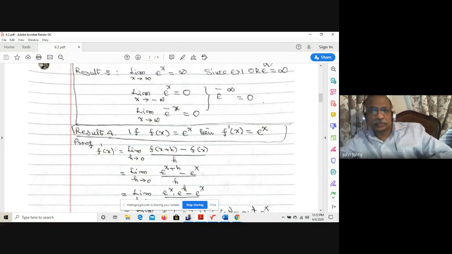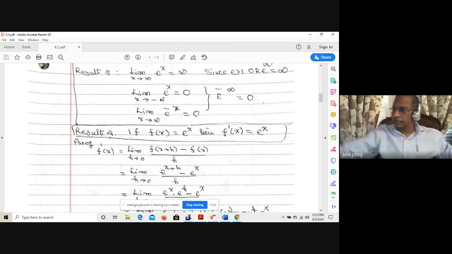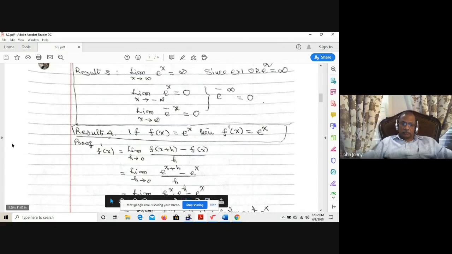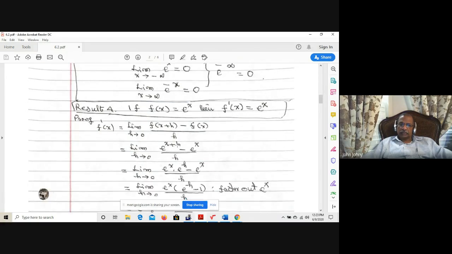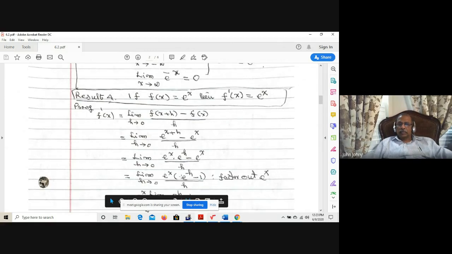by h. That is equal to the limit as h approaches 0. e to the x is f of x, so f of x is e to the x, and f of x plus h is e to the x plus h. And that is equal to e to the x times e to the h minus e to the x, all over h. And now you may pull out e to the x. That becomes e to the x times e to the h minus 1, whole divided by h.